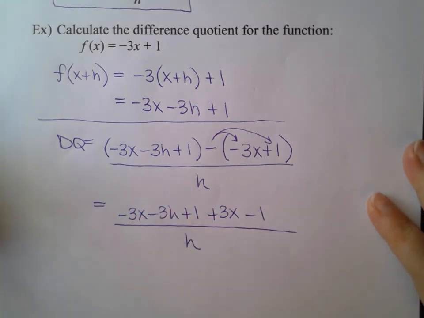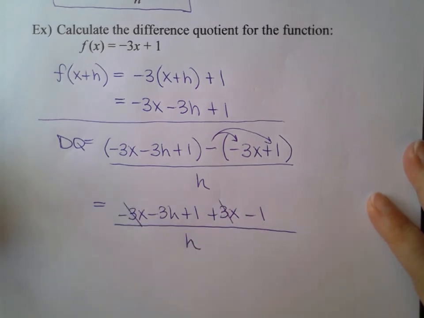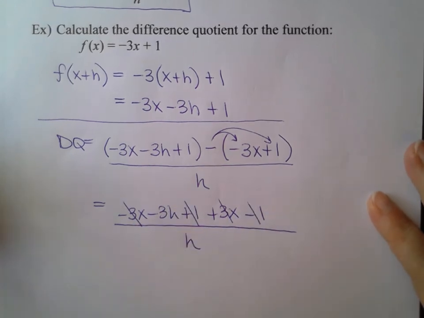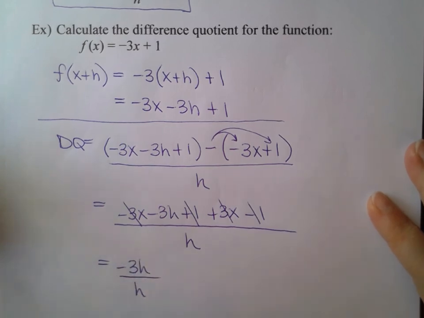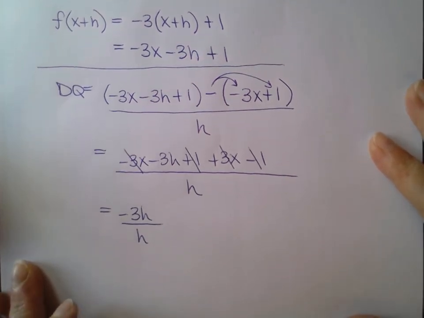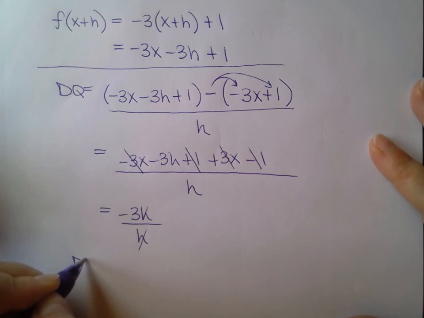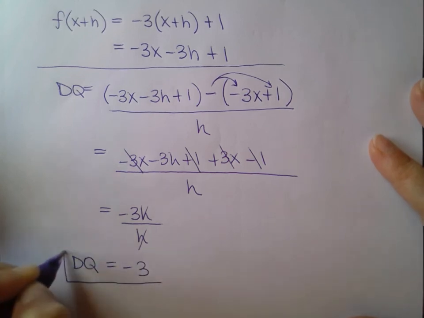I always say some nice canceling should happen at this point. So the -3x and +3x, those are going to add to 0. +1 and -1, those are going to add to 0. I'll be left with -3h over h. The h's are going to cancel this time. And so my final answer, just like we said at the beginning, will be -3.